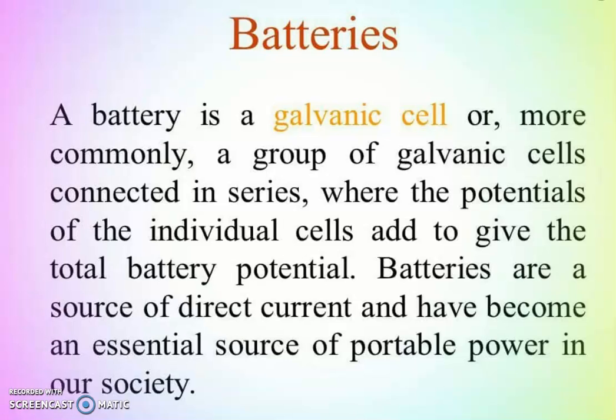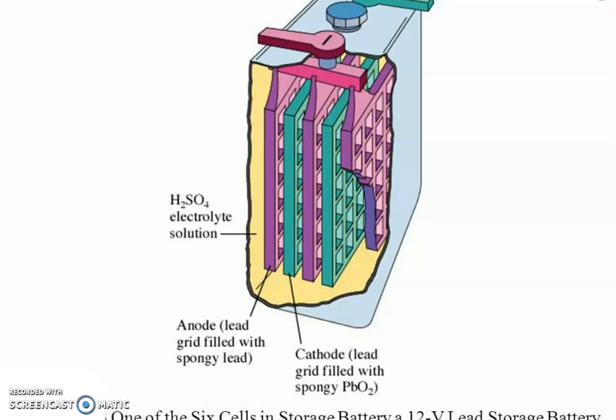Now batteries. You know, a battery is a galvanic cell, or more commonly a group of galvanic cells connected in series, where the potentials of the individual cells add to give the total battery potential. You know, battery is a source of direct current and has become an essential source of portable power in our society. So you can see the sulfuric acid electrolyte solution, anode lead grid filled with the spongy lead, and cathode lead grid filled with the spongy PbO2. So one of the 6 cells in a storage battery.